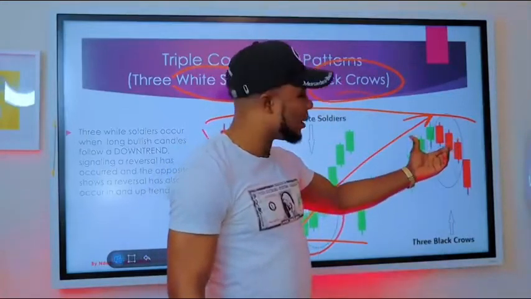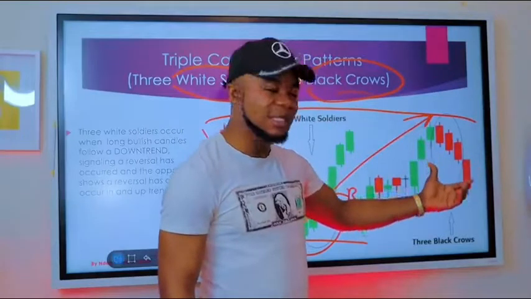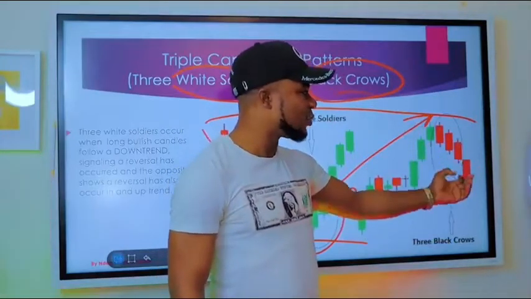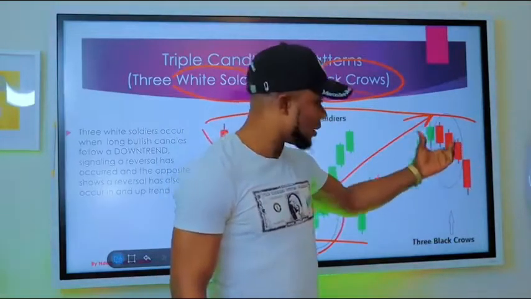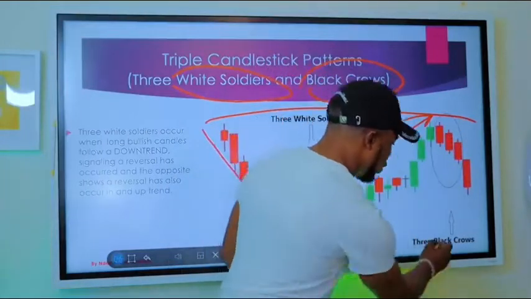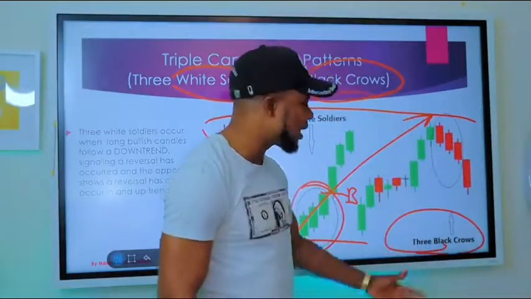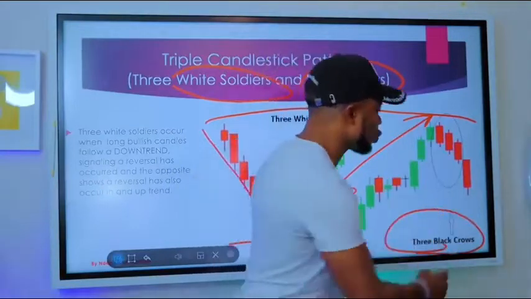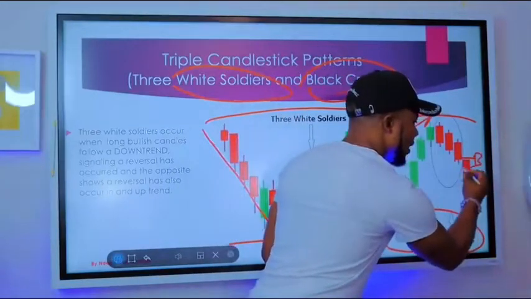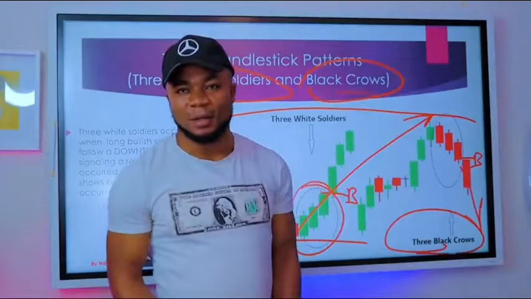Out of the blue, the sellers came in with force. The sellers came in. They won the first battle, the second battle, the third battle. And they formed a pattern which is called three black crows. After these three black crows, you see the market dropped immediately. All right.